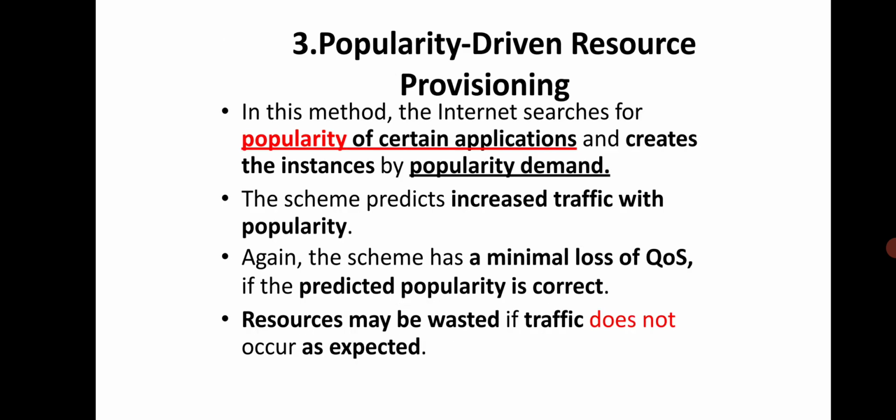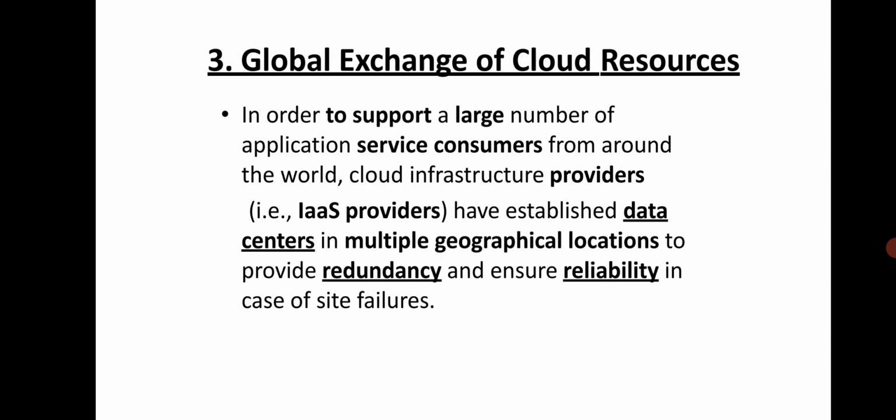And the third one is popularity-driven resource provisioning. In this method, the internet is searched for the popularity of certain applications and instances are created by popularity demand. The scheme predicts increased traffic with popularity. Again, the scheme has a minimal loss of quality of service if the predicted popularity is correct. Resources may be wasted if traffic does not occur as expected.